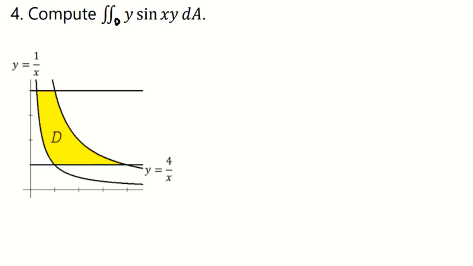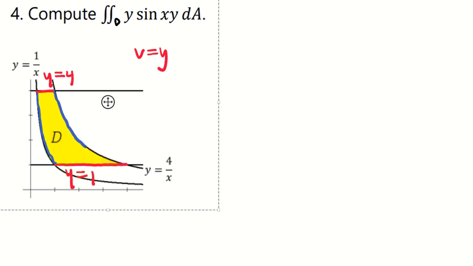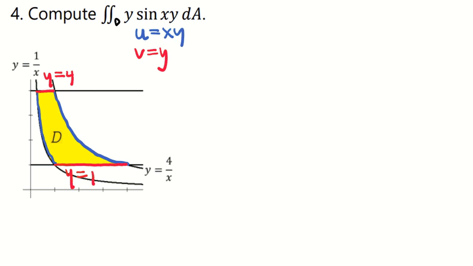So I'm going to let these top and bottom lines be my v's, and this is y equals 1 and y equals 4. I'm going to let v equal y. That part will be easy. And this will be pretty similar to the one we just did, because it's y equals 1 over x and y equals 4 over x. So I'm going to let u equal xy. This will be xy equals 4, and this one would be xy equals 1.